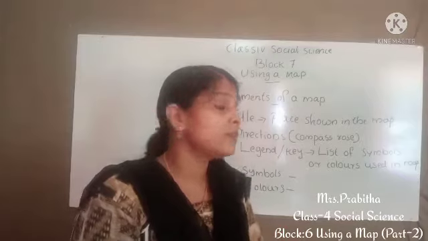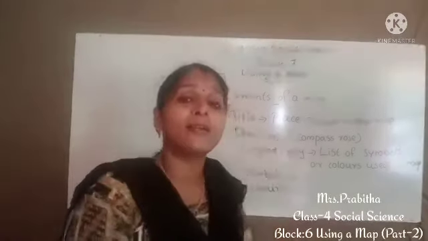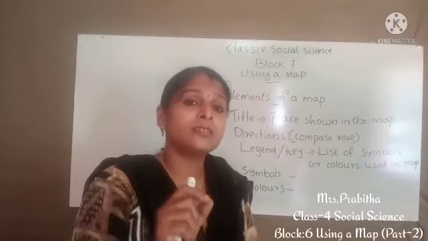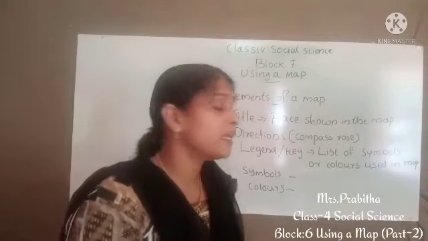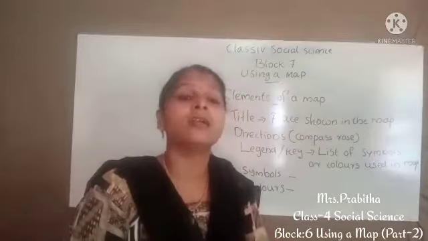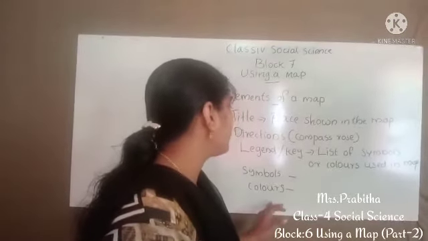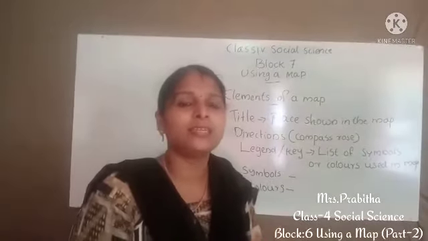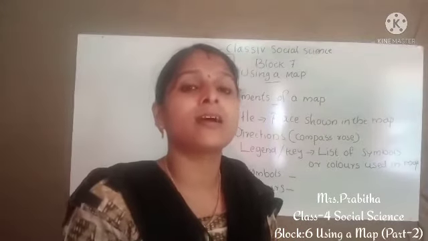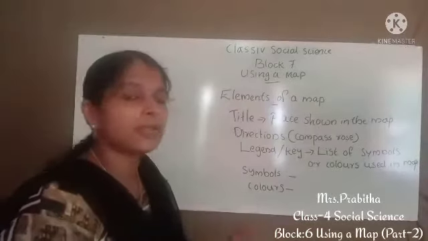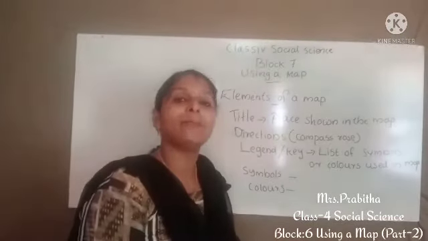These cartographers use symbols and colors instead of text. So instead of writing more, what do they use? They use symbols and colors for reading the map, including the legend. The legend is a list of symbols and colors used in the map. Symbols and colors are very helpful to read the map easily.